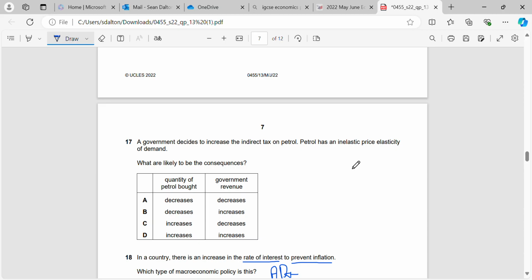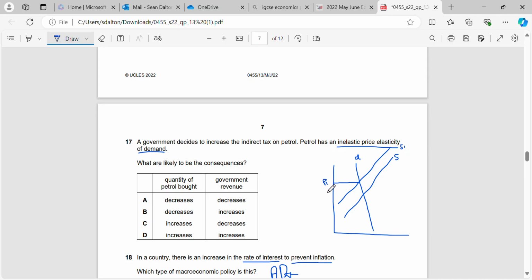Okay, 17. A government decides to increase the indirect tax on petrol. Petrol has an inelastic PED. Okay, what are the likely consequences? So, if I can just show you here, we're going to draw an inelastic PED. So this is going to be demand, and then we're going to have our supply curves. Now what's going to happen with an indirect tax? We're going to shift our supply curve to the left, sorry, because the products get more expensive, right, when we put in the indirect tax.